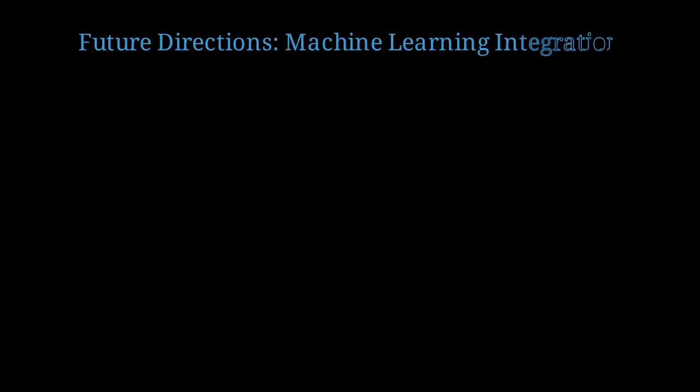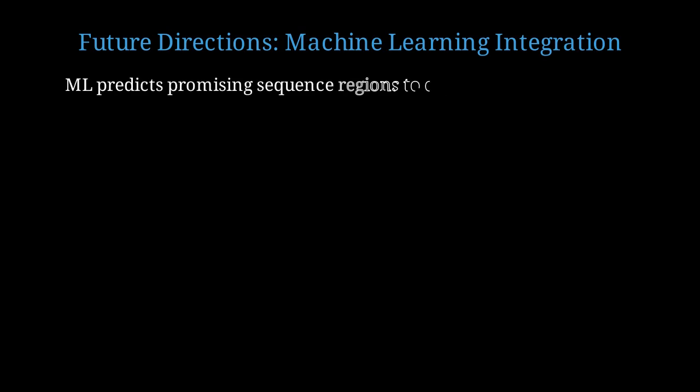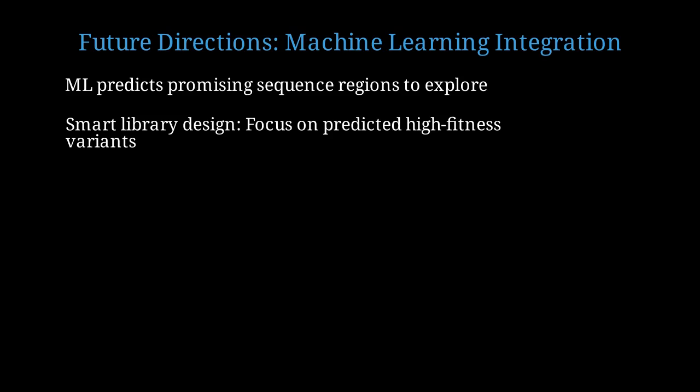Looking to the future, an exciting direction is integrating machine learning with droplet-based evolution. Machine learning algorithms analyze the sequence-function relationships from previous rounds. They predict which regions of sequence space are most promising to explore next. This enables smart library design. Instead of random mutagenesis, we focus mutations in regions predicted to yield high fitness variants. This dramatically reduces the search space.